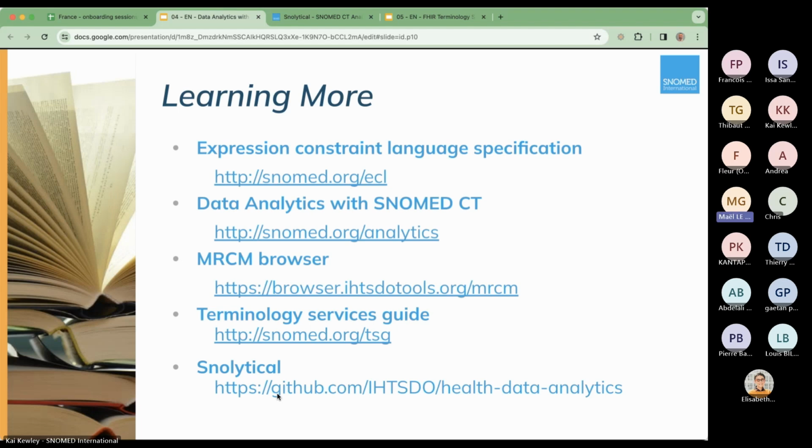What is needed to access Snolytical? Is it with our ID from Confluence or something like that? We're not able to provide a hosted version, but there are instructions on the GitHub website on how to set it up on your machine. That's recommended.